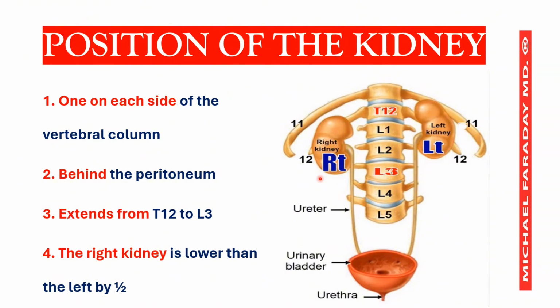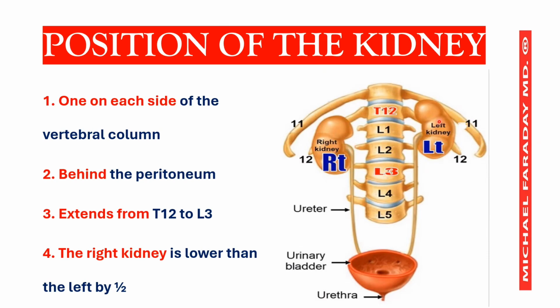So it's retroperitoneal. Now it extends from T12, the last thoracic vertebrae, to the third lumbar vertebrae, L3. Okay, now you can see that the right kidney is slightly lower than the left kidney by about half. Okay, so the right kidney is lower than the left kidney.